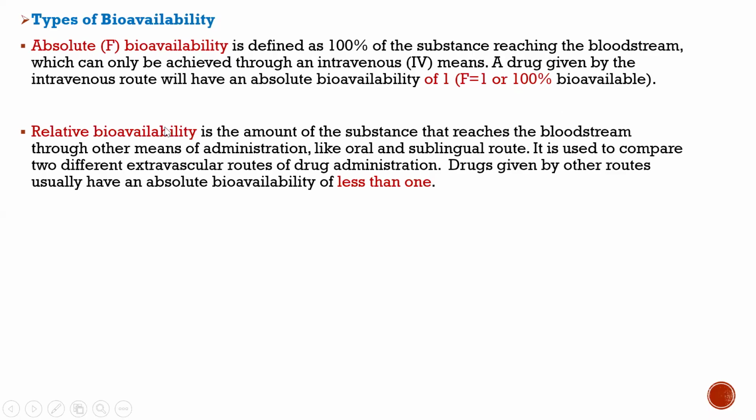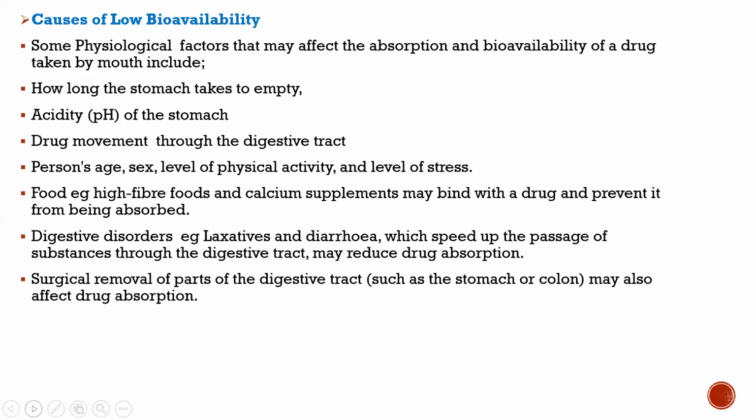But relative bioavailability is the amount of substance that reaches the bloodstream through other means of administration, like oral or sublingual routes. It's used to compare two different extravascular routes of drug administration. Drugs given by other routes always have a bioavailability less than 1, since the absolute is equal to 1. Any other route is always less than 1 because many times the drug is not 100% available. That's why it is less than 1.